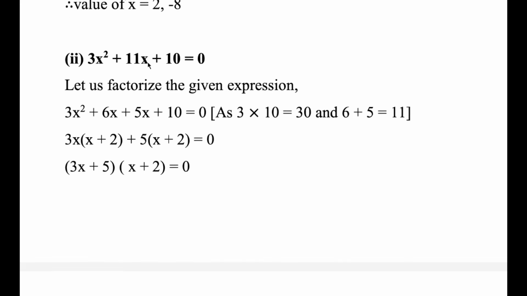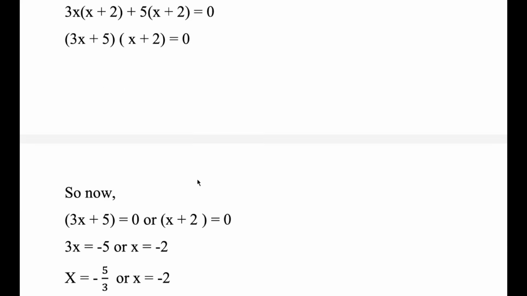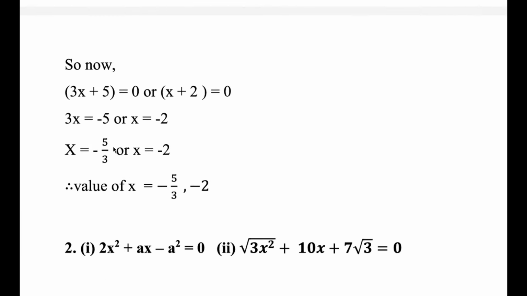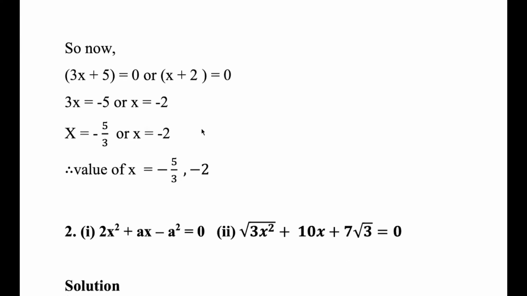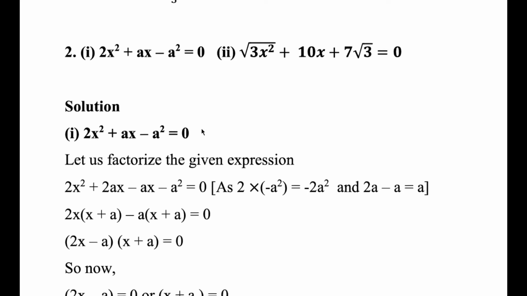3x square plus 11x plus 10 is equal to 0. Just factorize as per the middle term. You will get (3x plus 5) into (x plus 2) is equal to 0. So either 3x plus 5 is equal to 0, x will be is equal to minus 5 by 3, or x plus 2 is equal to 0, x will be minus 2. Come to the next problem.